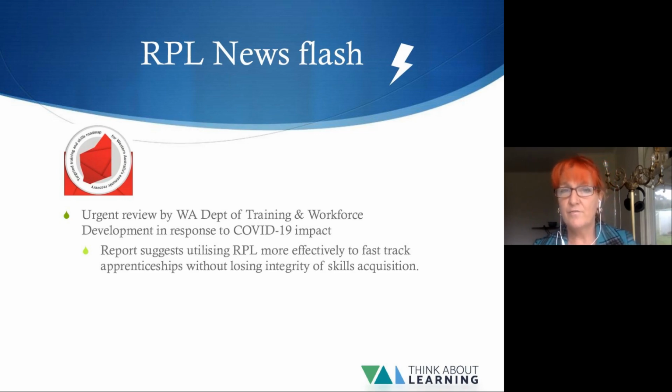This urgent review by the WA Department of Training and Workforce Development was recently released and provides a roadmap for economic recovery. Interestingly, governments are starting to focus on RPL as a mechanism to fast-track recovery. In this instance, they suggest RPL could help improve predicted skills shortages in the traditional trades, even more critical now as a result of COVID. I share these news flashes because it may help you to better reach and engage your market.